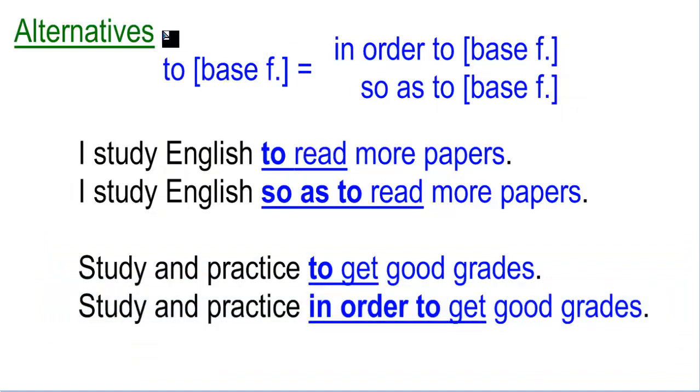Don't forget, you can use the infinitive of purpose, and if you want, you can add some decorations. You could say in order to, or so as to. Okay, it's the same, but don't forget always verb with base form. To and the verb with base form. So as to and the verb in base form. In order to and the verb in base form.